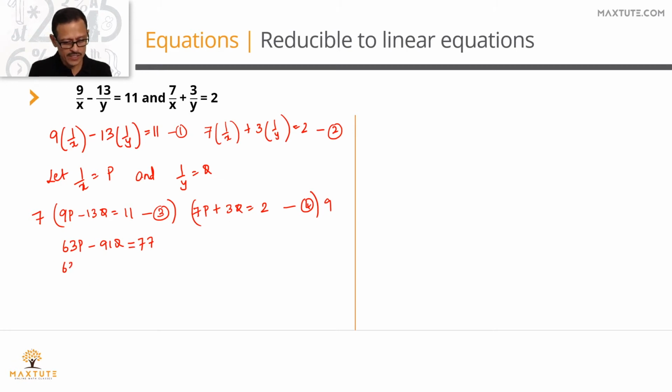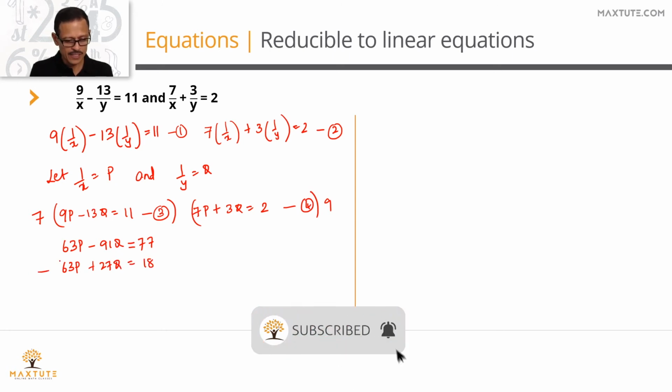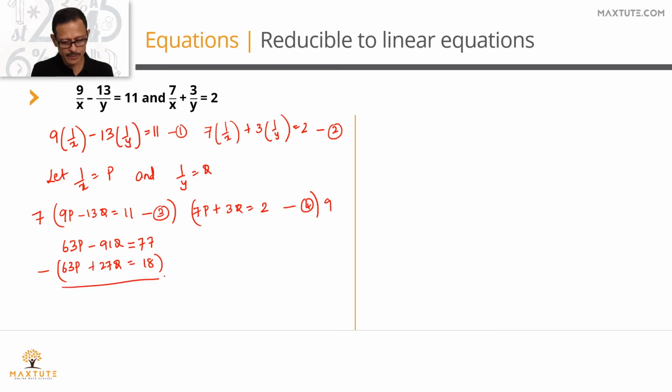So that will leave us with 63p. So the coefficients of p in both these equations have been equated. Plus 3 into 9, which is equal to 27q, is equal to 2 into 9, which is equal to 18. Let's subtract this equation from the earlier equation.